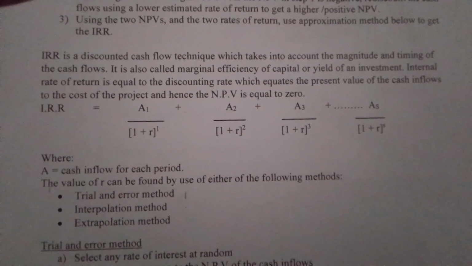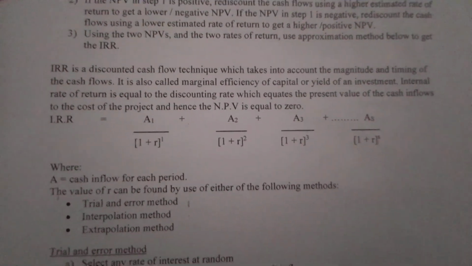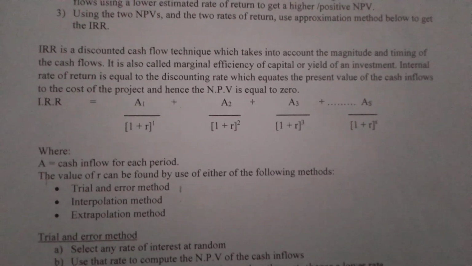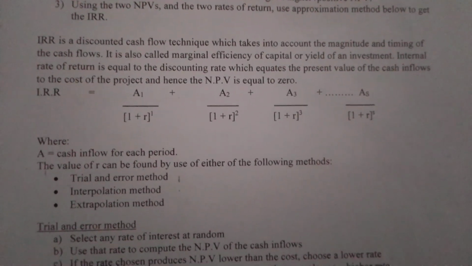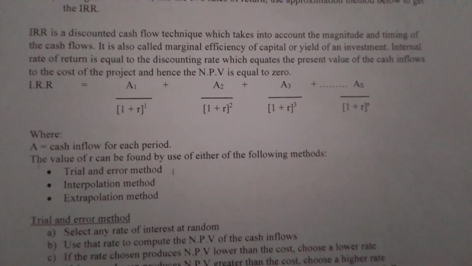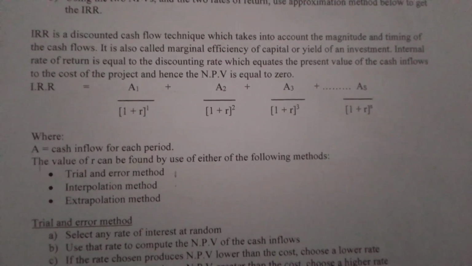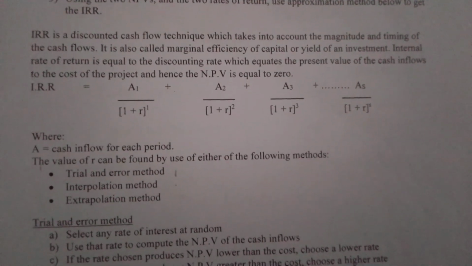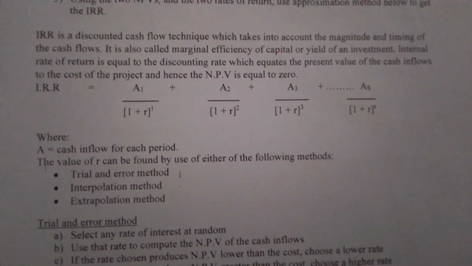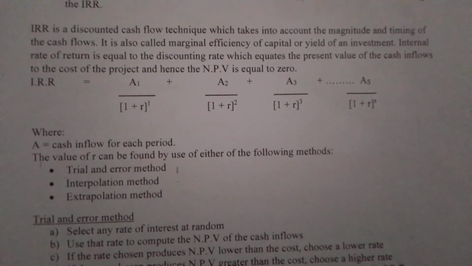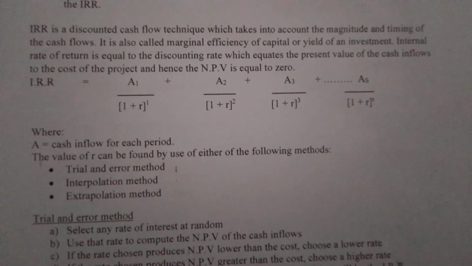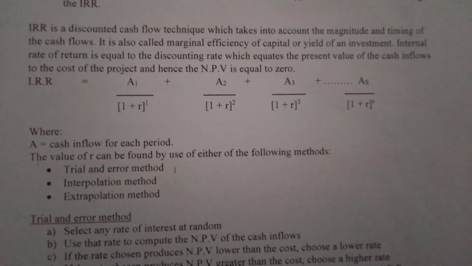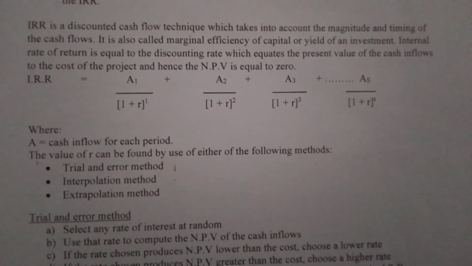IRR is a discounted cash flow technique which takes into account the magnitude and timing of the cash flows. It is also called marginal efficiency of capital or yield of an investment. Internal rate of return is equal to the discounting rate which equates the present value of the cash flows to the cost of the project, and hence the net present value is equal to 0.